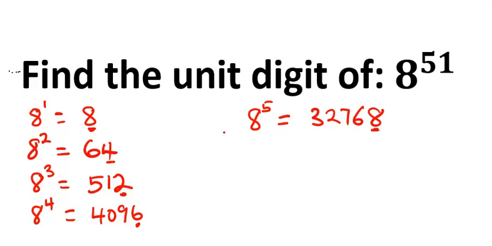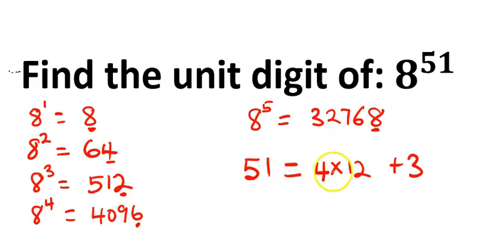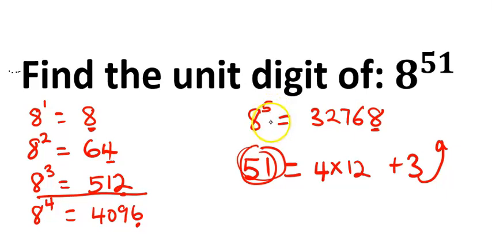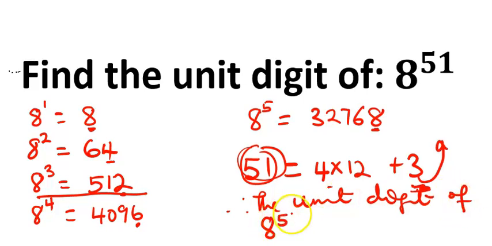So let's conclude. We can write 51 as 4 times 12 plus 3. Now we are saying that for every 4 powers of 8, the cycle repeats. So when we divide 51 by 4, we get 12 and the remainder is 3. Now this 3 here is the third power of 8, which is this one. 8 raised to the power 51 will have the same unit digit as 8 raised to the power 3. So therefore, the unit digit of 8 raised to the power 51 is going to be 2.